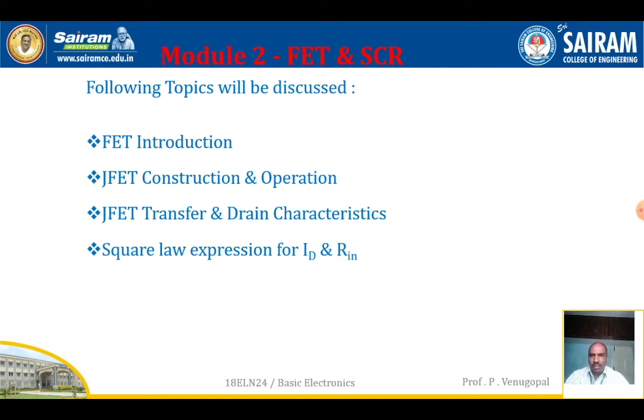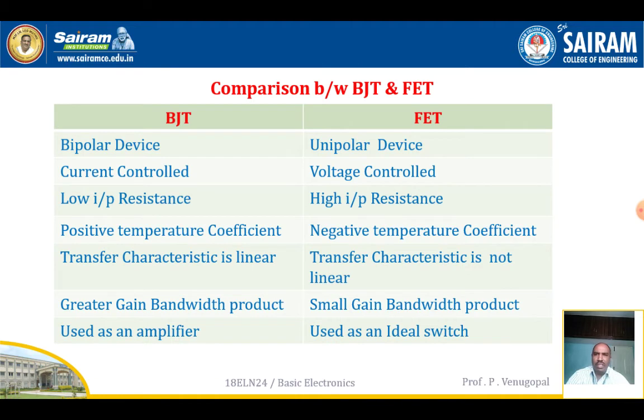Dear students, you already studied the BJT, the bipolar junction transistor, in different configurations. So let us understand what is the comparison between BJT and FET, or what are the differences between BJT and FET. BJT, as the name tells you, is a bipolar junction transistor or bipolar device, but FET is a unipolar device. BJT is the current control device.